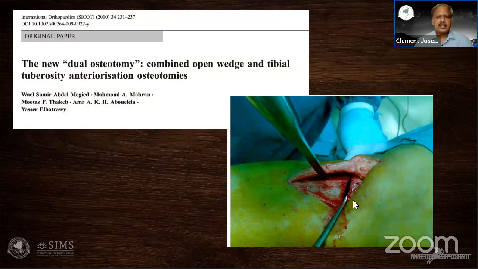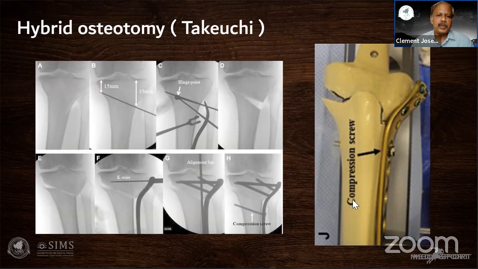So some people have tried to address both the issues of medial joint OA and patellofemoral OA by combining a dual osteotomy, which opens on the medial side of tibia as well as anteriorizes the tibial tuberosity. Some people have also described a hybrid osteotomy in which a lateral closing wedge osteotomy is done along with the medial opening component. They say that this type of osteotomy does not change the height of the patellar tendon.